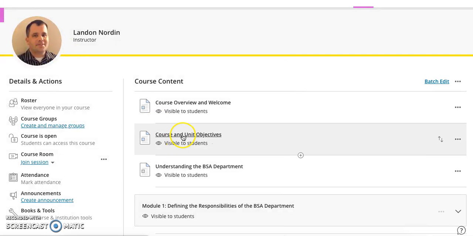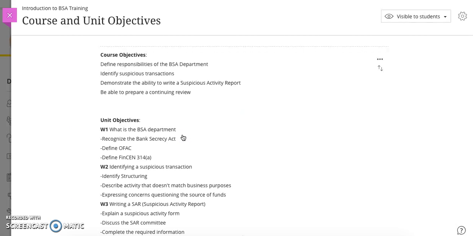Moving on next is my course and unit objectives. The course objectives are define the responsibilities of the BSA department, identify suspicious transactions, demonstrate the ability to write a suspicious activity report, and be able to prepare a continuing review. I think each of my unit objectives go in line with the course objectives. I have 4 units, 4 course objectives.